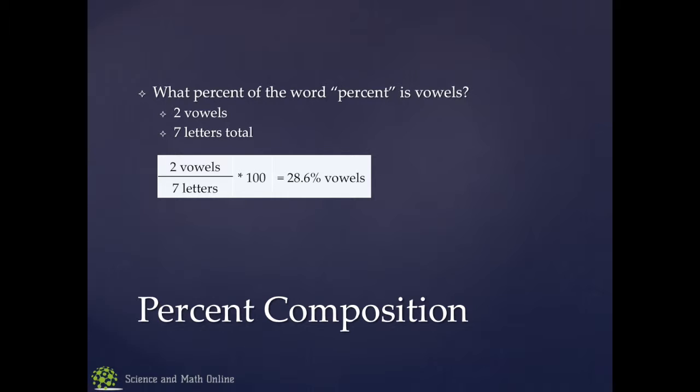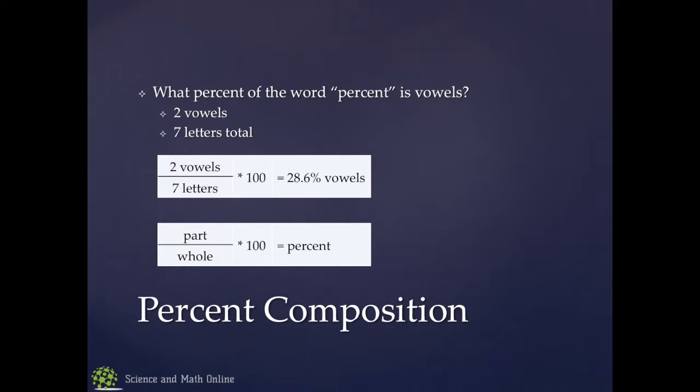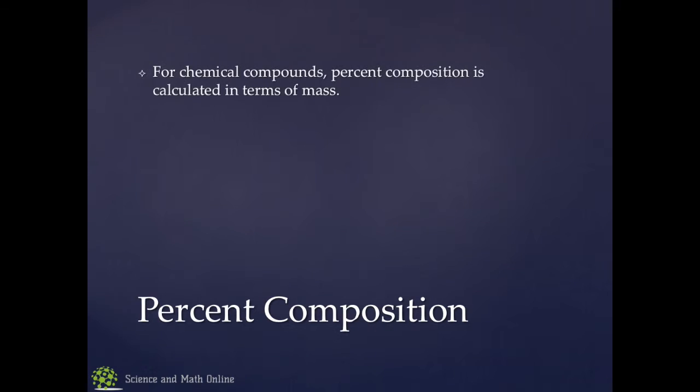Okay, pretty simple. All right, so just to generalize that a little bit in a way that will be helpful to us, percent composition is part over whole times 100. All right, so that's just a really simplified, pared down definition of what percent composition means. So we can apply that to chemistry pretty easily. All right, and we're going to use it in terms of mass.